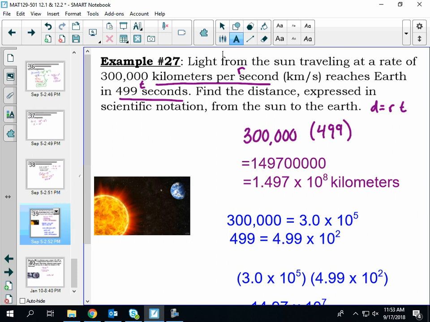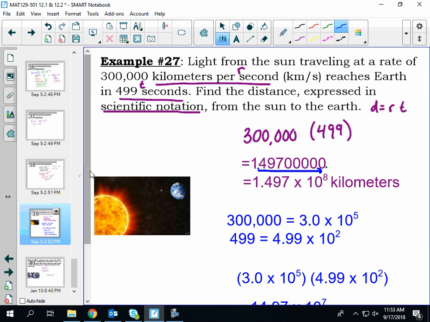And notice that they tell us to express our answer in scientific notation from the sun to the earth. So we need to write this answer in scientific notation. In this large number, the decimal point is at the end. And we want our decimal point between the 1 and the 4 so that there is one digit before it. So that's 8 spaces from where our new decimal point is over to where it was in decimal form. So because of that, we have 1.497 times 10 to the power of 8 kilometers because it was distance.